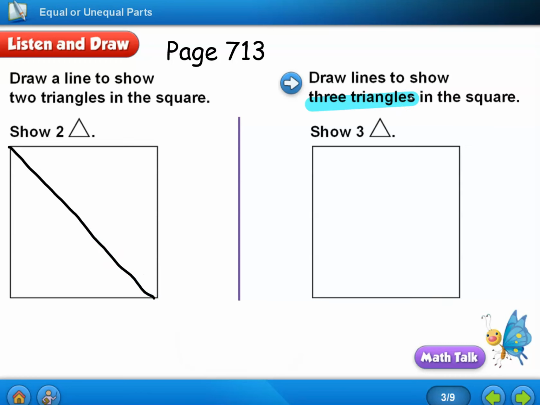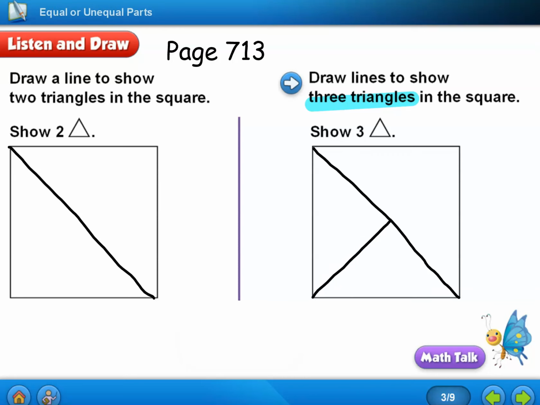Now we will draw three lines to show three triangles in the square. First, I will draw a line to show two triangles. How can you draw another line to show three triangles? I guess I can split one triangle in two by drawing a line from a bottom vertex to the middle of the first line. Perfect.